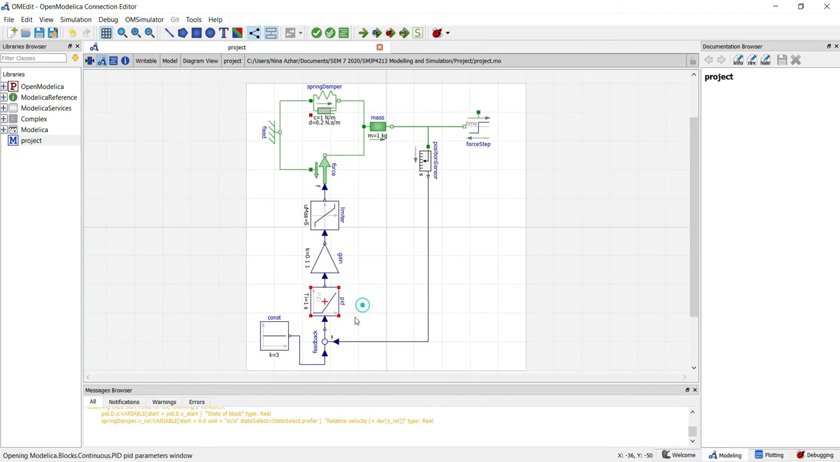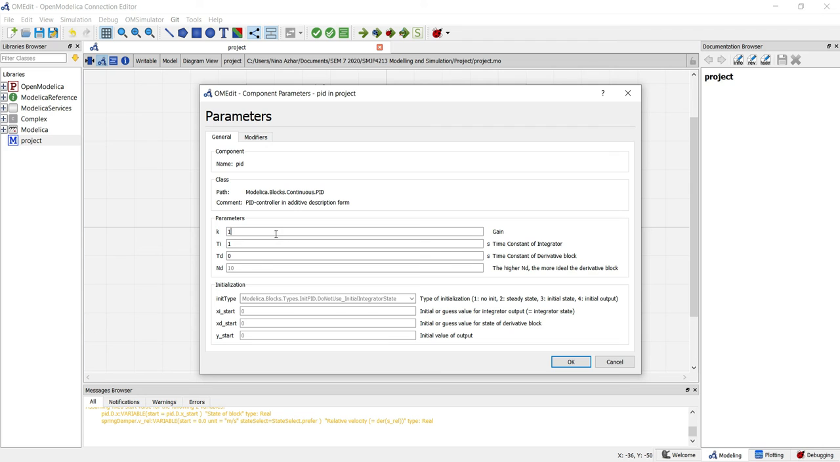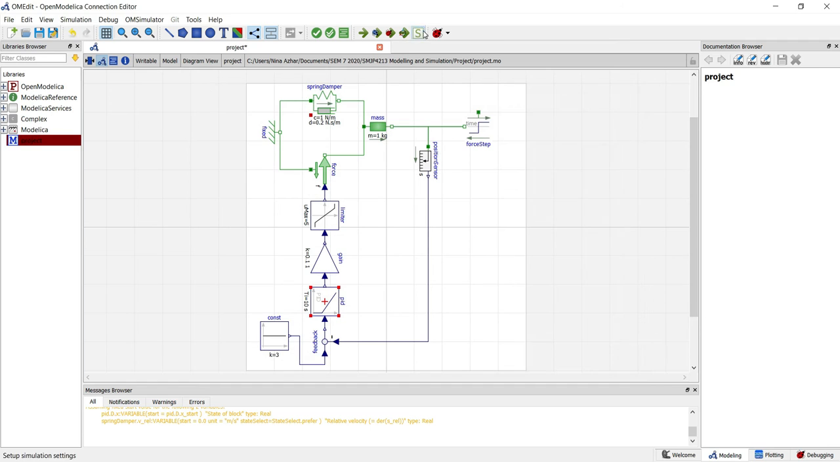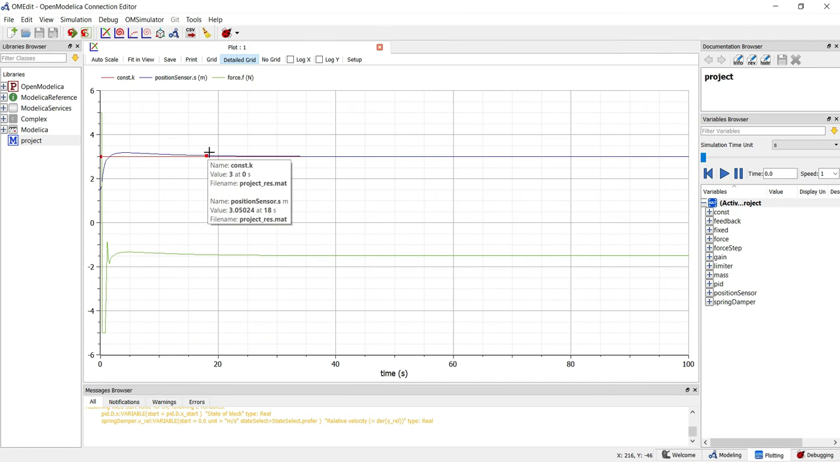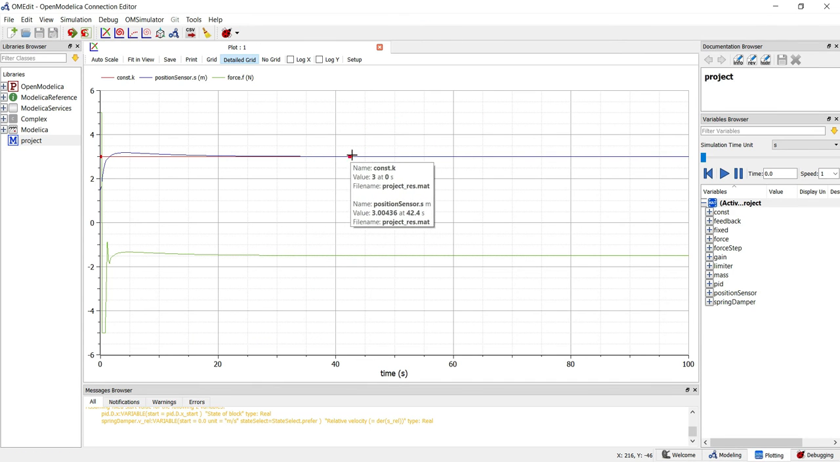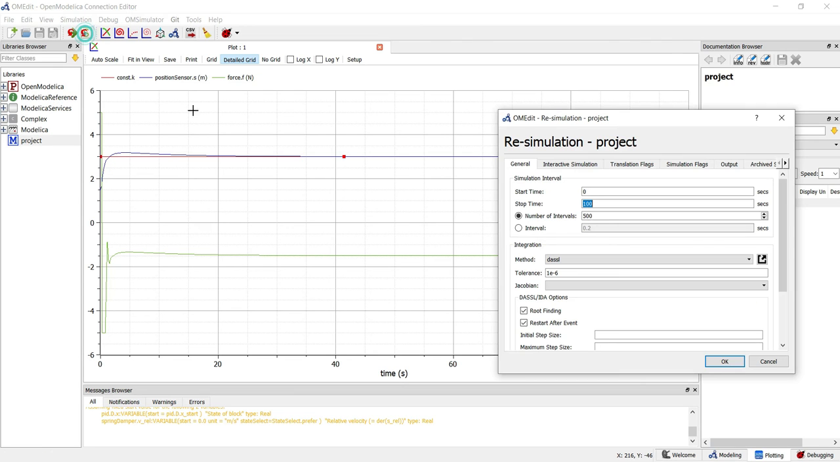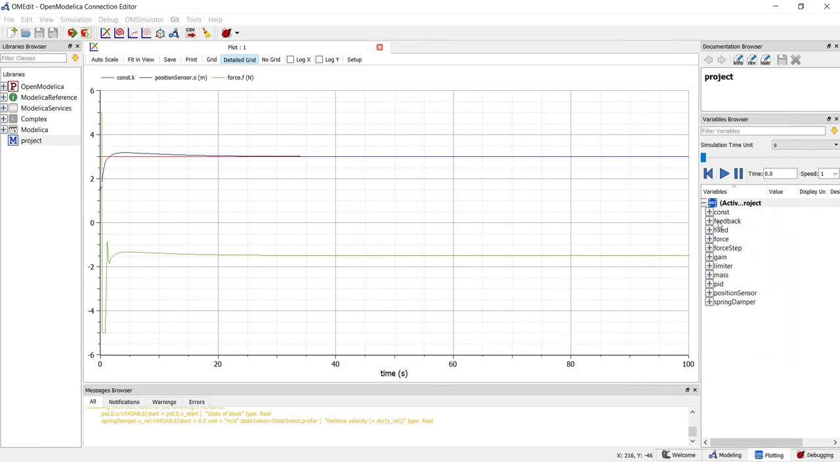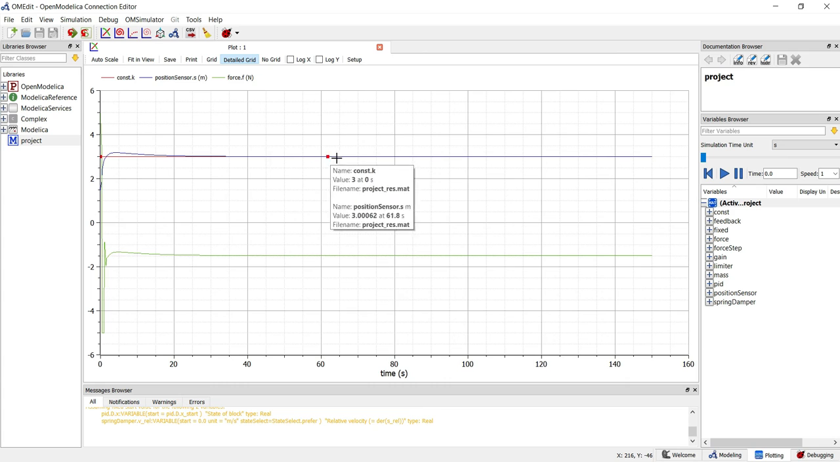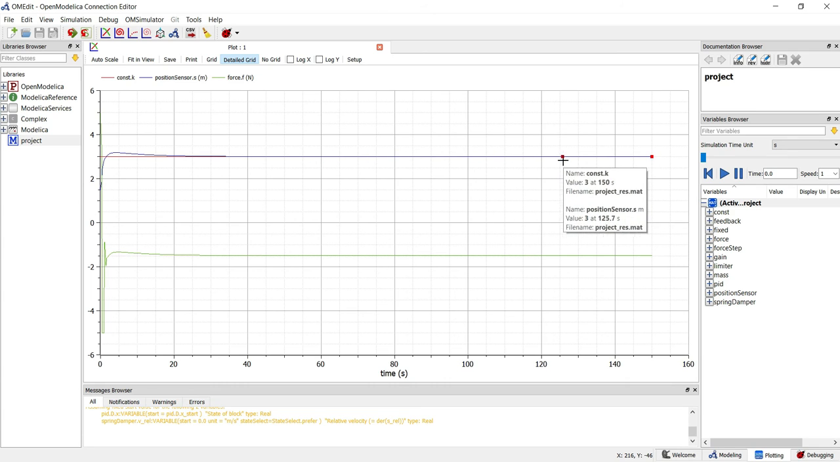Another simulation is done with parameters k equals 100, Ti equals 10 seconds and Td equals 1 second, with stop time 100 seconds. The position sensor shows better oscillations than with the previous PID parameters. The stop time is elongated to 150 seconds. We can see that the time taken to reach steady state is longer, which is 110.7 seconds at 3 meters.